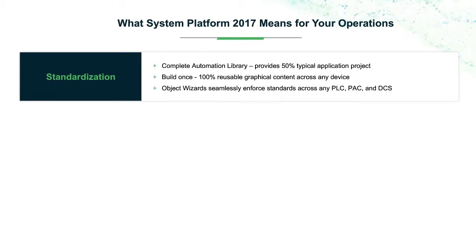What will System Platform 2017 mean to your operations? We'll start with the key point of standardization. By standardization, we're providing a complete automation library. When we say that this will offer about 50% of a typical application project, the complete automation library is much broader in focus than a collection of data points or just some process visualization.